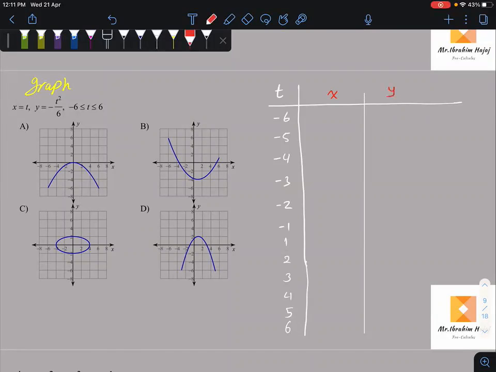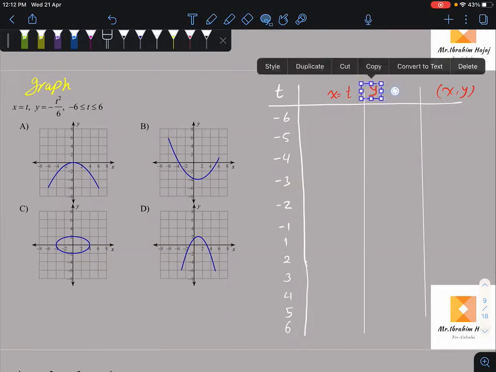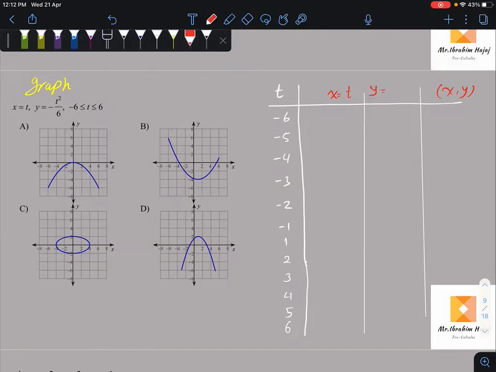Here's the y, and then the final column is for the ordered pair you're going to plot, which is x and y. So as you know that x is equal to t, and the y here is equal to what? This y is equal to -t squared over 6.